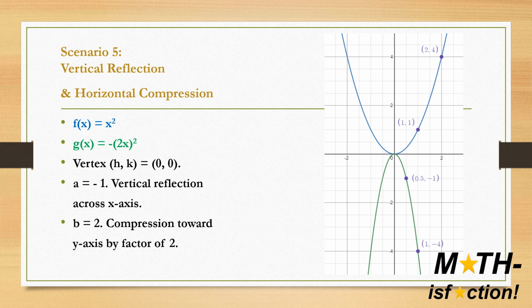Scenario 5, for the g of x function, our vertex is still (0, 0). We have an A value of -1, so that's a vertical reflection across the x-axis, flipping the parabola down, and we have a B value of 2. So we are compressing towards the y-axis by a factor of 2.